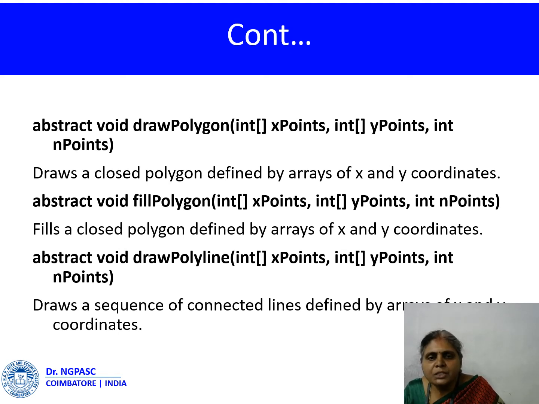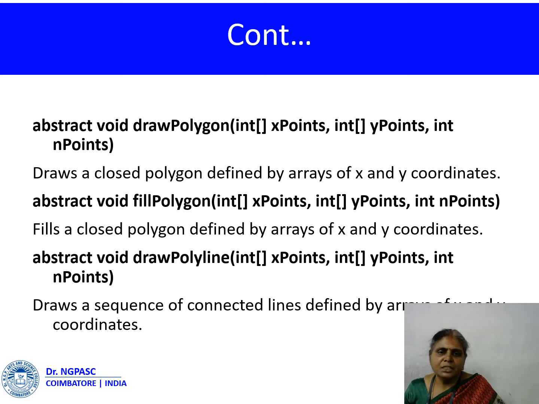The next method is going to be the fillPolygon method, with the same polygon parameters, so that the polygon is going to be filled with the previously specified color. If the color is not specified by you with the help of the setColor method, then it will be filled with the default color.